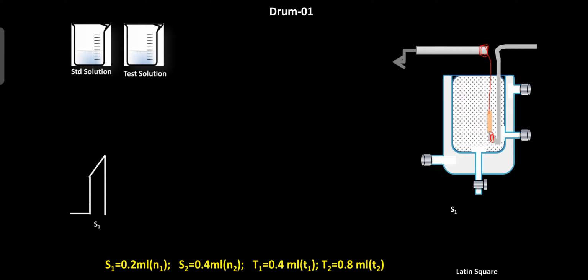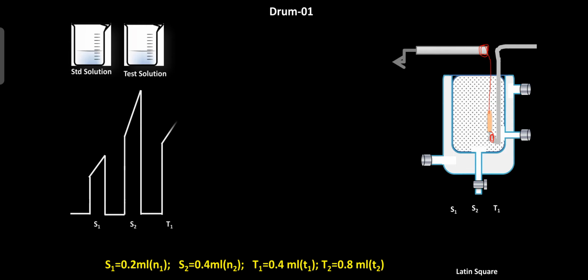Then after the washing period, record the baseline for 30 seconds. After that, add 0.4 ml of standard solution and record response due to additions of 0.4 ml standard solution or S2 for 30 seconds. So after that, wash the tissues and record the baseline for 30 seconds. Then add T1, that is 0.4 ml of test solution. Then record responses due to additions of 0.4 ml of test solution for 30 seconds.